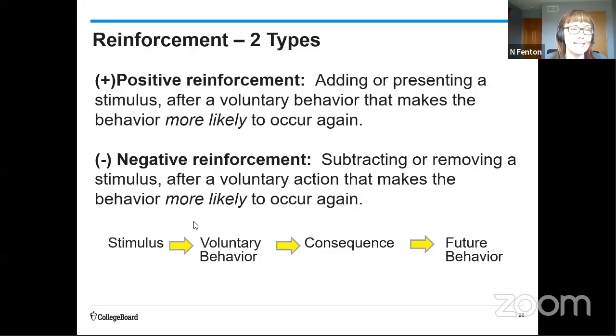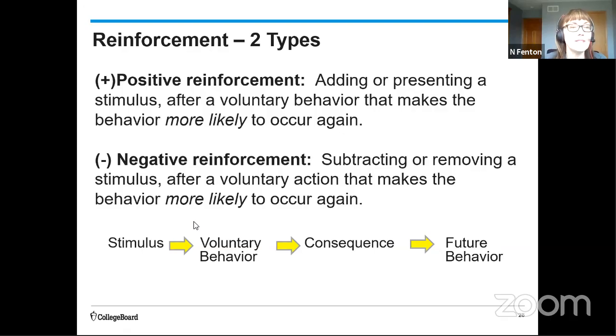Negative reinforcement, again, this is a subtraction. Positive doesn't mean like smiley face, and negative doesn't mean sad. It just means subtracting. So now you have a stimulus, you have a voluntary behavior, a consequence, and that behavior is going to have to increase.